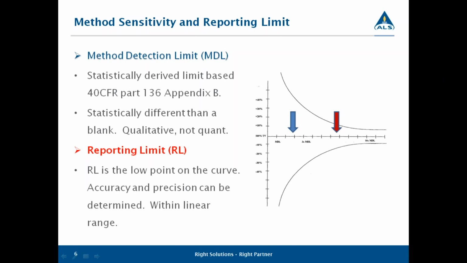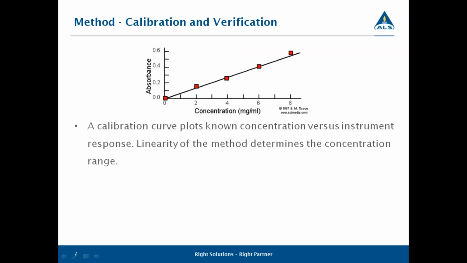However, the reporting limit is a real value, so to speak. The reporting limit, or MRL, method reporting limit as we sometimes call it, is the low point on the calibration curve. It's the lowest standard on the calibration curve. I'll show you some examples of that coming up too. And this is the point where we can start determining accuracy and precision within the linear range of the calibration.